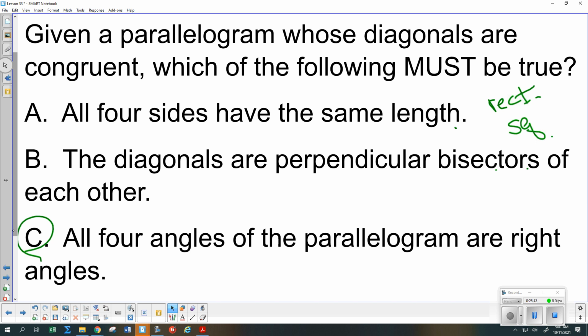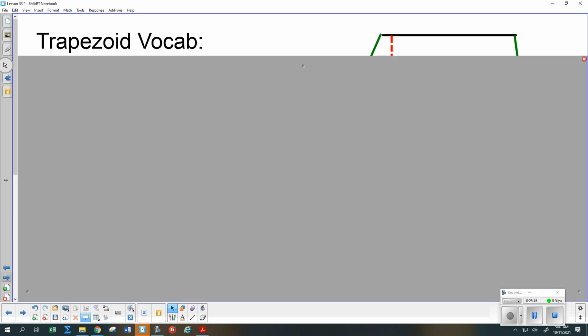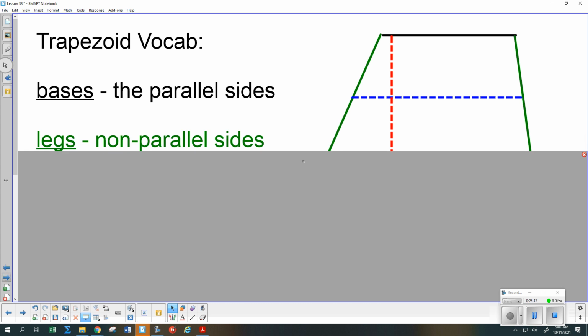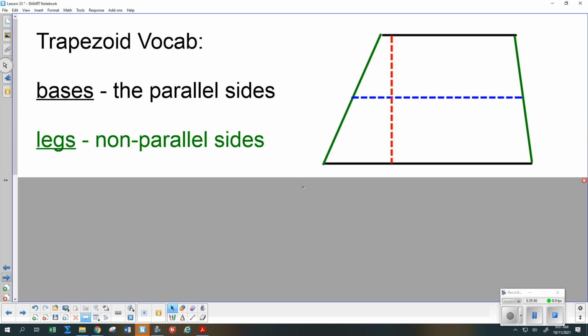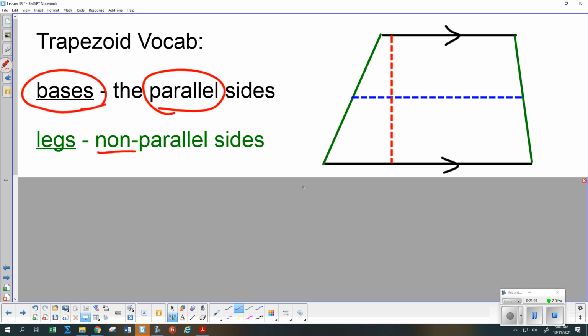We need to talk about a little bit of vocabulary with trapezoids. So trapezoids, we know by definition, have one set of parallel sides. Usually we draw it where the top and the bottom are parallel, but it could be turned sideways and be the left and the right. Whatever the two parallel sides are, we call the bases, and the ones that are not parallel are called the legs. That's color-coded. The ones I've got in black are the bases, the ones in green are the legs.